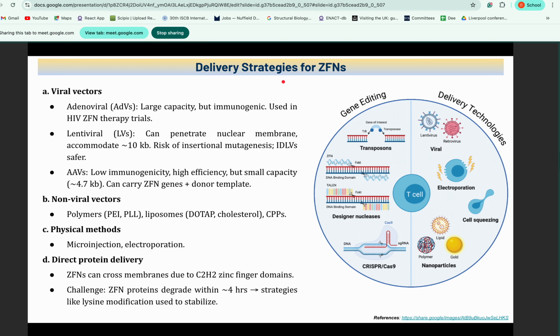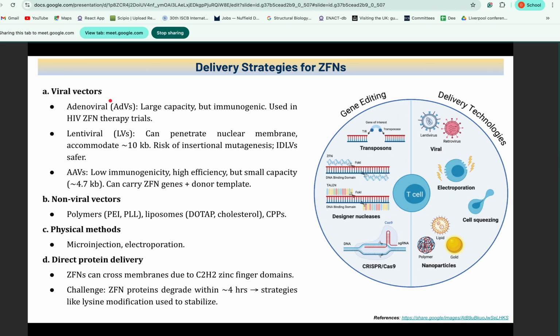Okay, now till now we have seen how zinc finger nucleases work, how we can design them, how we can manipulate the DNA, and how we can identify which zinc fingers we should combine with each other. Now comes delivery strategies, because we want them to function inside the cell. That cell could be mouse or human. So how can we deliver them into the cell? There are different strategies with which we can deliver them.